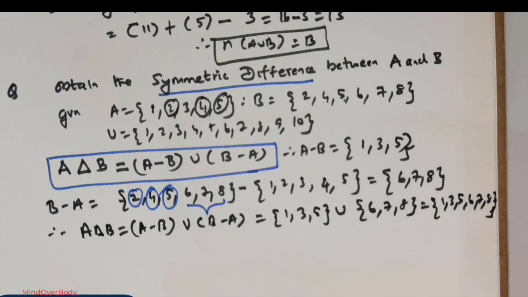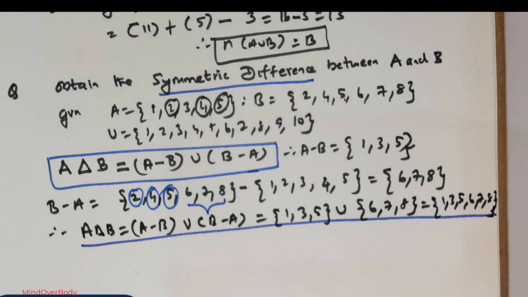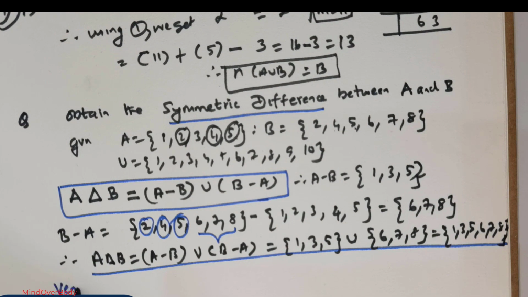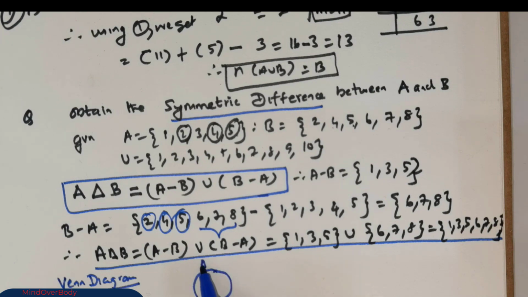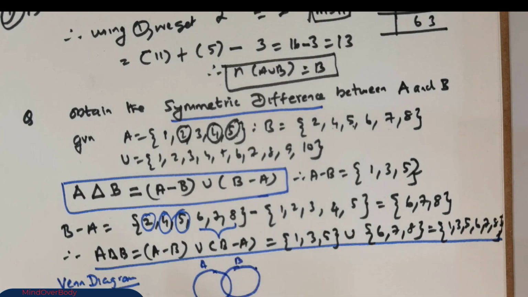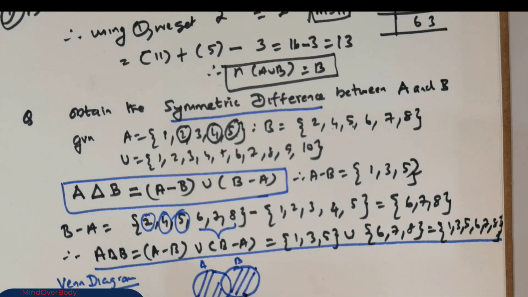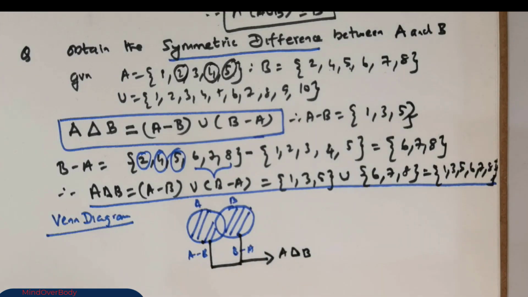Right? So this is the final answer to the question. So have that in mind. Now the all important question is, how do you represent this by means of a Venn diagram? That can be done. So draw A, and draw B. Now A difference B is this part, B difference A is this part. Now the joining of this part with this part is what is called A delta B.